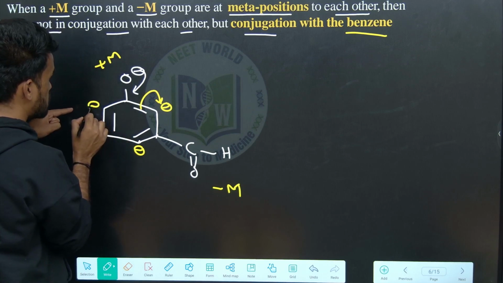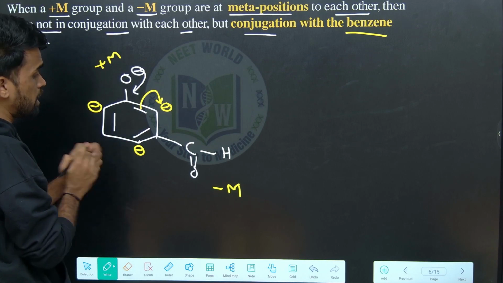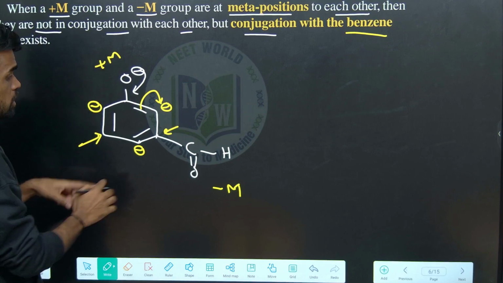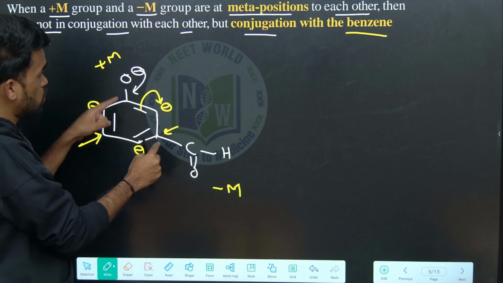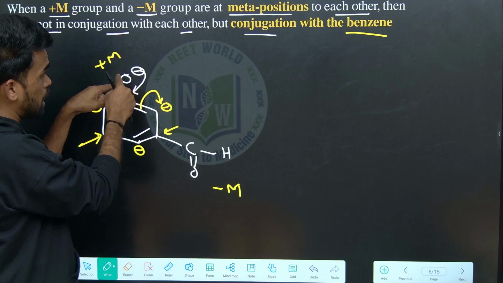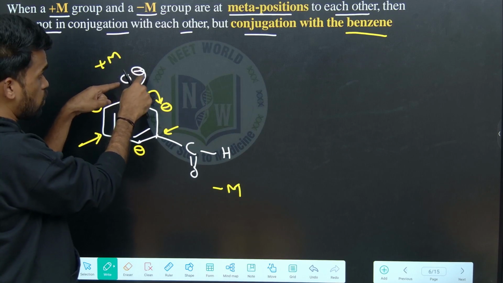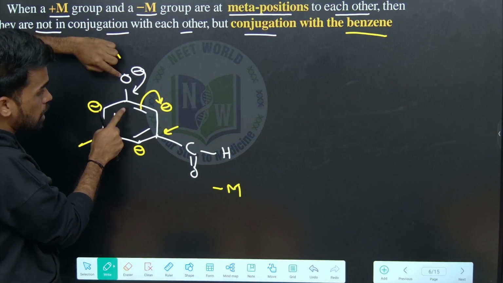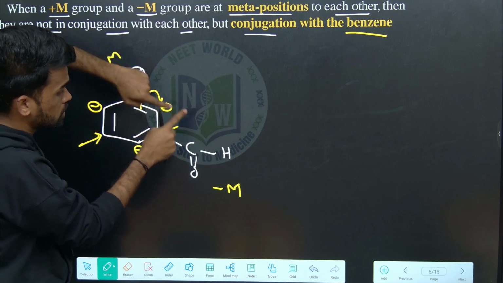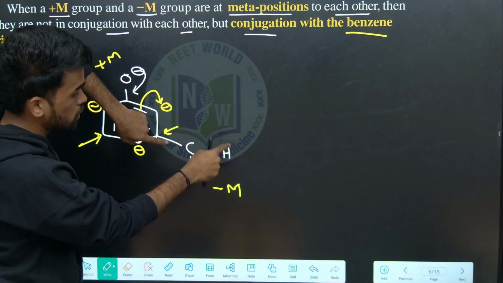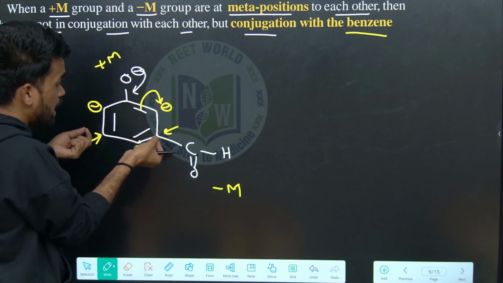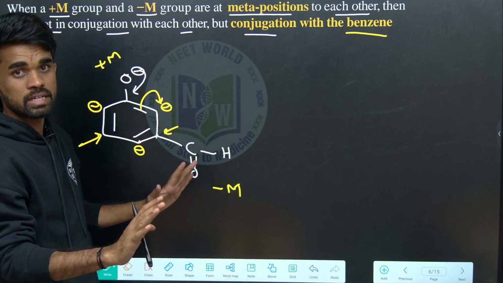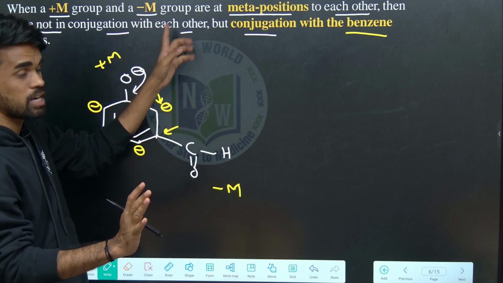Here also this can be considered as ortho position only, but there is no effect at this position and at this position, right? So these are what? Meta positions. An electron releasing group like O minus is in conjugation with these pi electrons, but this O minus is not in conjugation with this aldehyde group, which is at the third position, because at the meta position there is no mesomeric effect. I hope this is clear. That is what I am stating here.